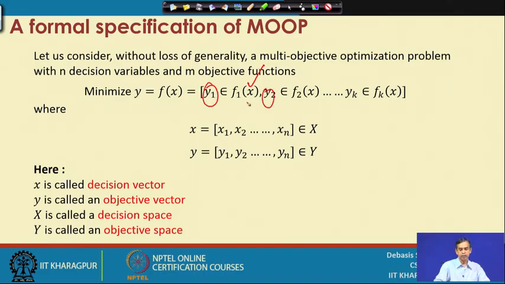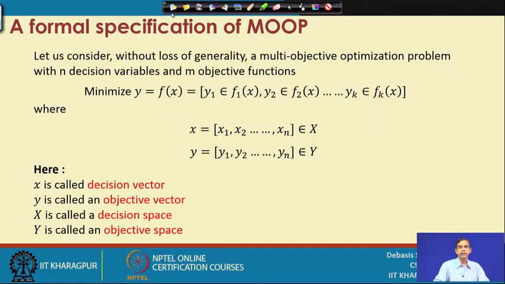is called part of the objective vector. So, this x is the decision vector, and y, which is the results obtained from each function, constitutes a vector called the objective vector. This X is called the decision space, whereas Y is called the objective space.